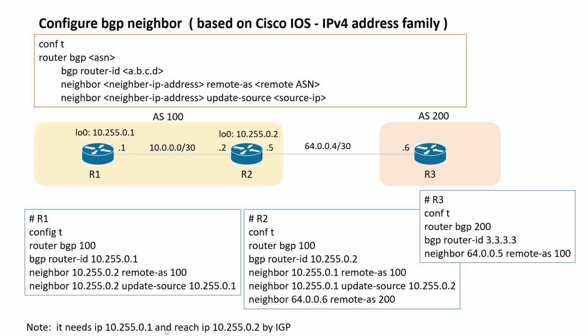So that means IP 10.255.0.1 can reach the IP address 10.255.0.2 by IGP. If these two loopback IP addresses cannot reach each other, then you cannot run BGP over that. So we can quickly take a look at this concept in the lab.